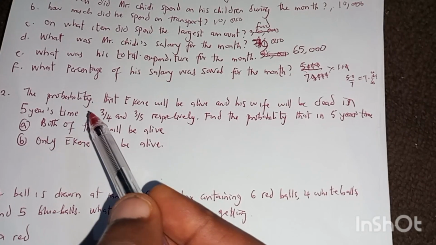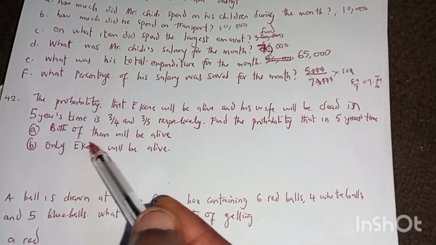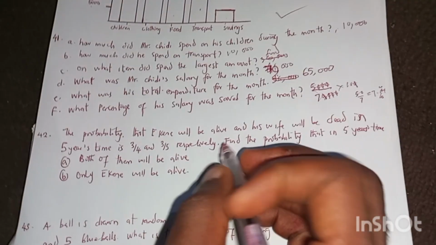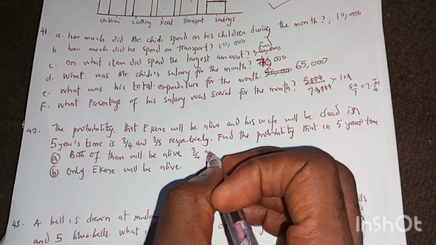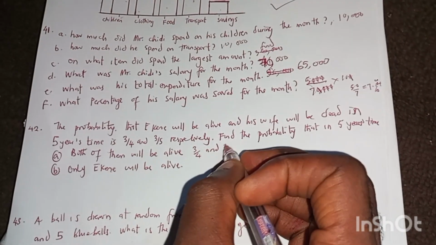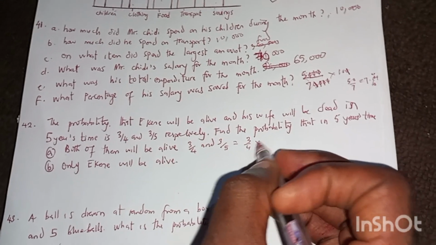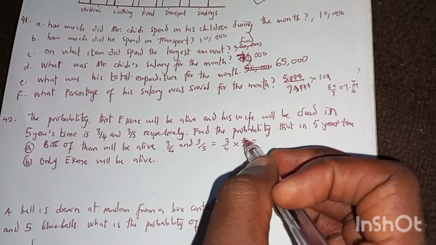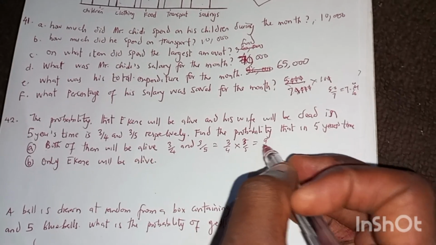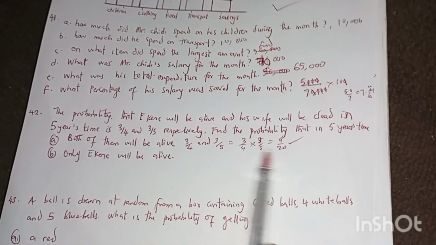Both means and. And in probability, and means what? We multiply. So what is the probability that both of them will be alive? It means the probability that Ekene will be alive, which is 3 all over 4, and his wife will be alive, which is 3 all over 5. That's 3 all over 4 times 3 all over 5, and that's going to give 9 all over 20. So the probability that both of them will be alive in 5 years' time is 9 over 20.